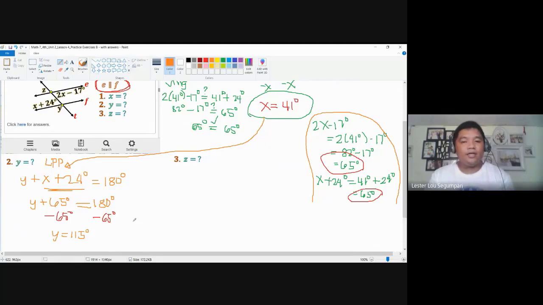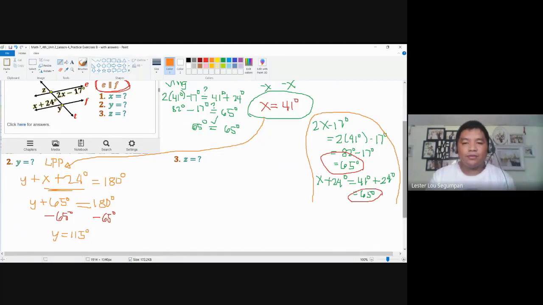So as you can see, we always start with variable x in this given figure because that is a variable which is present on two different angles, and then we use that to solve the rest. That's for number two.